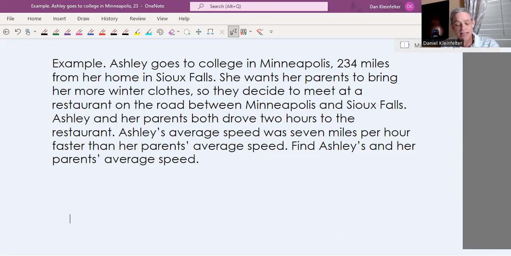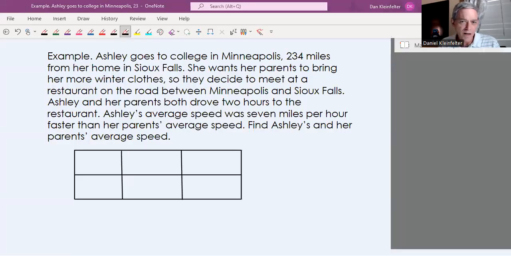We're to find Ashley's and her parents' average speed. So pause the video, take a minute and set up a table and choose a variable, and then restart the video and see how you did. All right, so let's take a look.